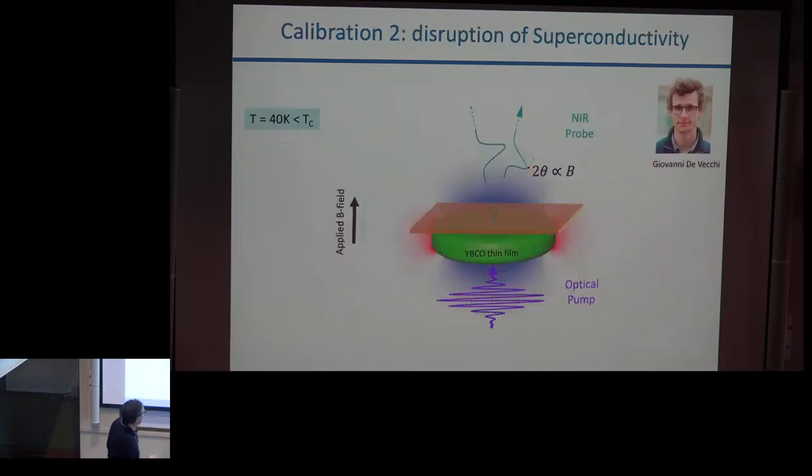Again, this calibration is basically Giovanni's PhD thesis. It turns out for various reasons to be a difficult thing to do. And so what he did, he took YBCO thin films. What you don't want to do is to pump the detector, because otherwise you're doing pump probe in this. So what Giovanni started doing was to pump from the back of a thin film and probe superconductivity in the front, with various layers grown here to sort of separate the pump and the measurement.